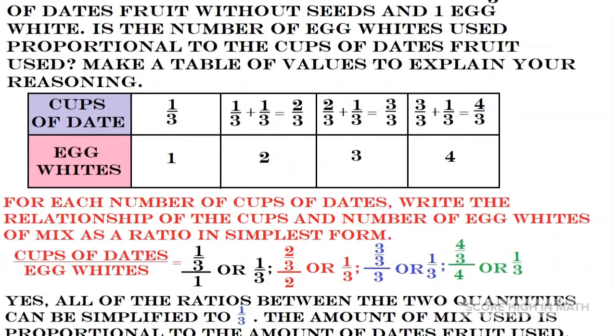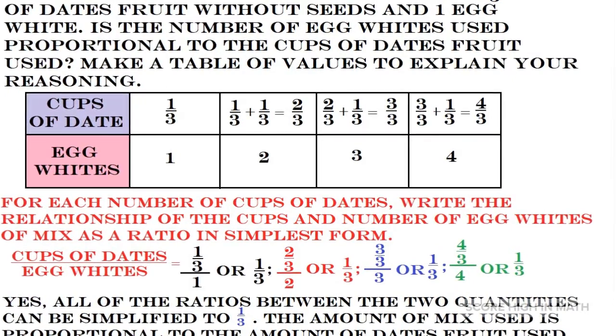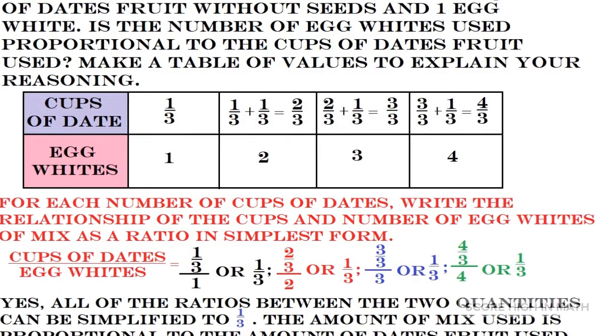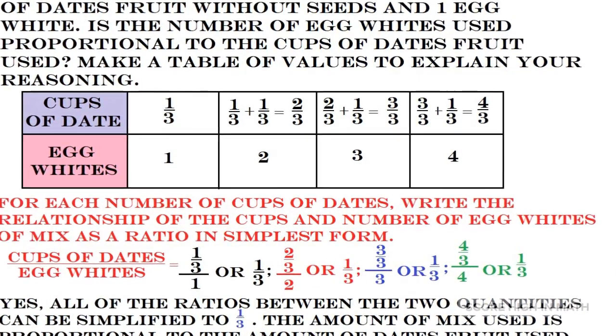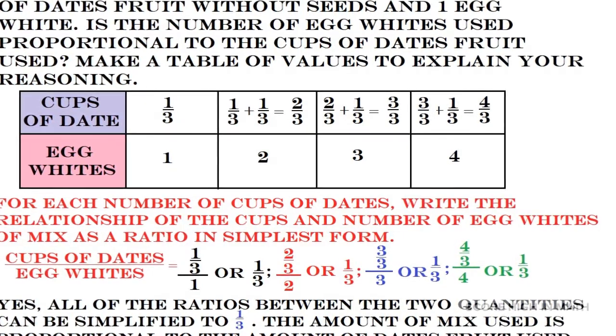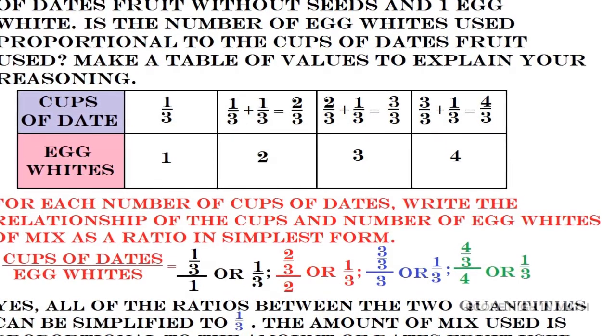The answer on the question, is the number of egg whites used proportional to the cups of dates fruit used? Is yes, because all of the ratios between the two quantities can be simplified to 1/3. The amount of mixed use is proportional to the amount of dates fruit use. It is 1/3.